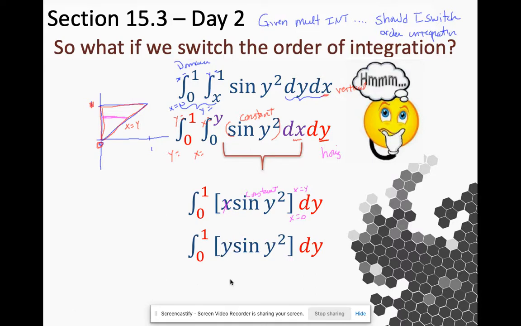And now, boom, beauty, look at what I had, right? You were probably wondering why I went through that u substitution on that first slide. So integrating this turns into, using u substitution, 1/2 times negative cosine, so I'm going to flip my negative out here, of u, which is y squared, evaluated at 0 and 1. So that's negative 1/2 times cosine of 1 squared, which is cosine of 1, minus cosine of 0 squared, which is cosine of 0, which is 1, and whatever that number is.